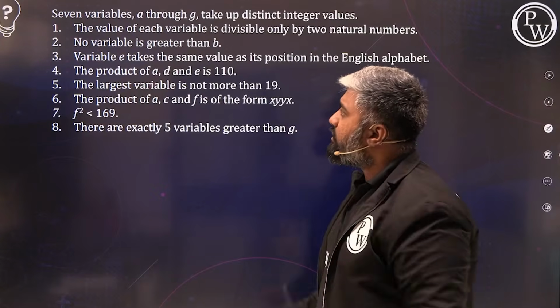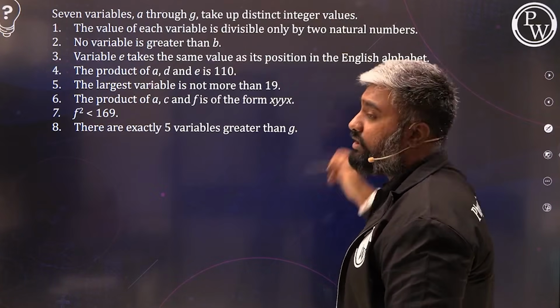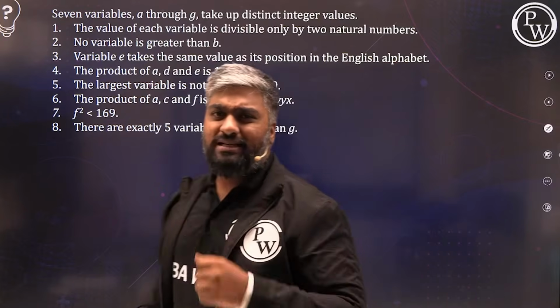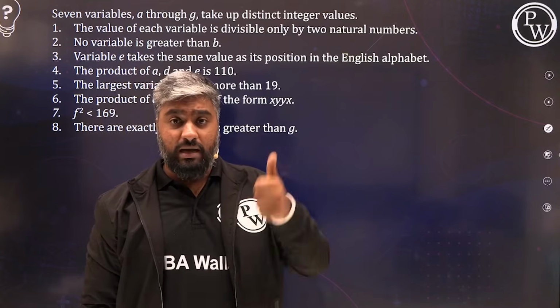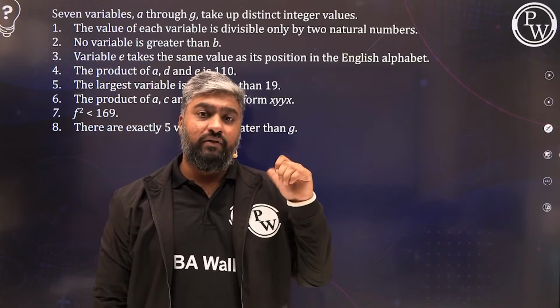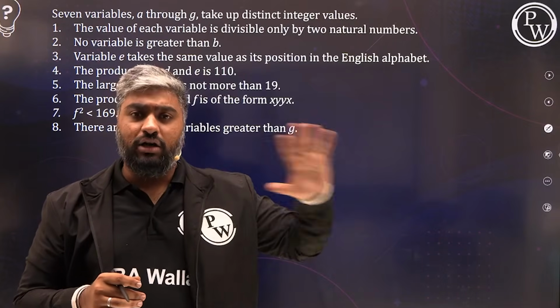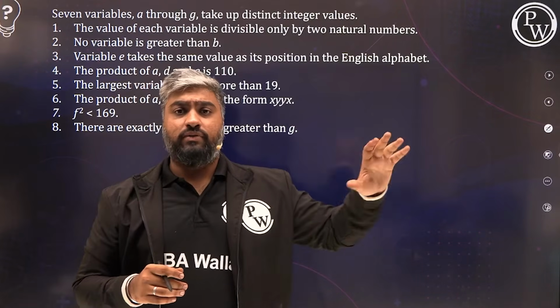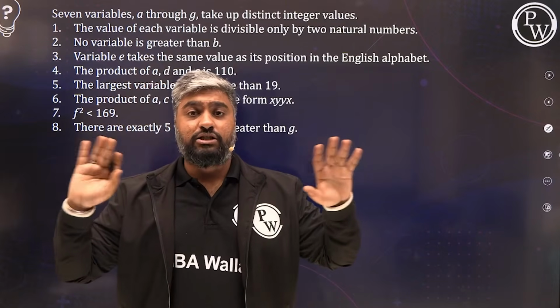Okay. The first clue: the value of each variable is divisible only by 2 natural numbers. What is that supposed to mean? Now this one, without having knowledge of numbers, can I sit and solve? Definitely not, right? So there are questions that deal with your logical sense of solving things, but also mathematical. Yes, आपको दोनों तरफ से strong होना पड़ेगा.